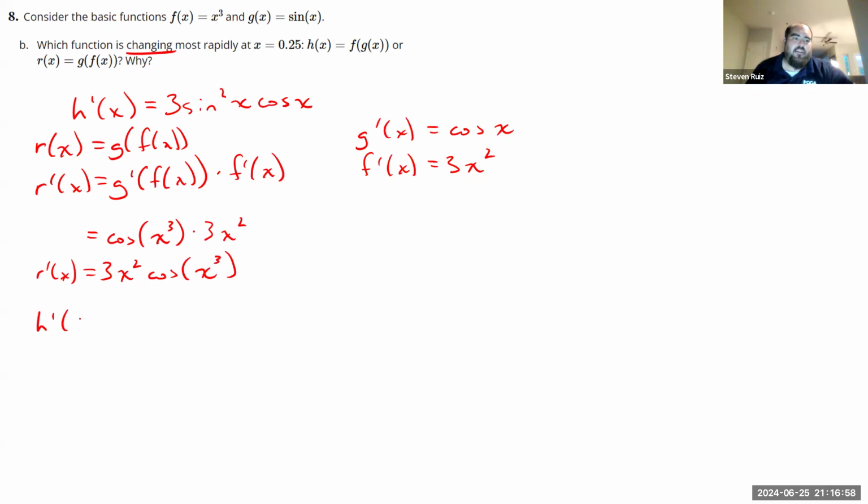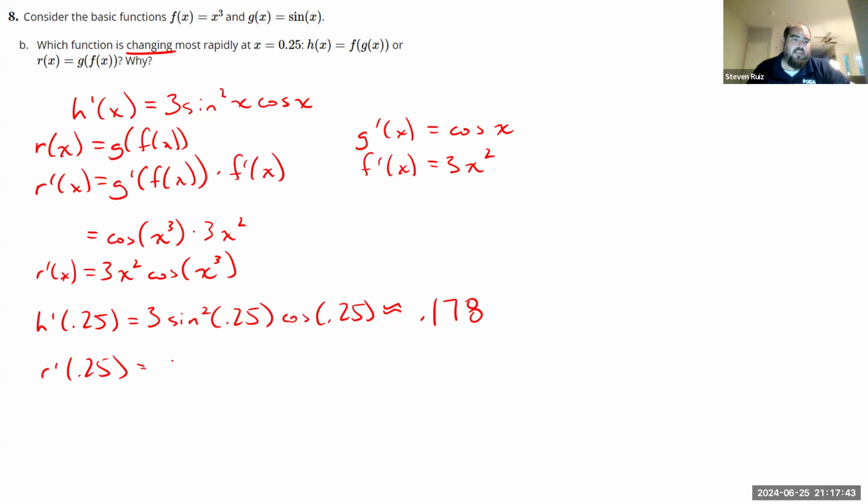I have h prime of 0.25. That'll be equal to 3 times the sine squared of 0.25 times the cosine of 0.25. So that's approximately equal to what? All right, so I'm getting a value here of about 0.178. What about r prime of 0.25? So that'll be 3 times 0.25 squared times the cosine of 0.25 cubed.